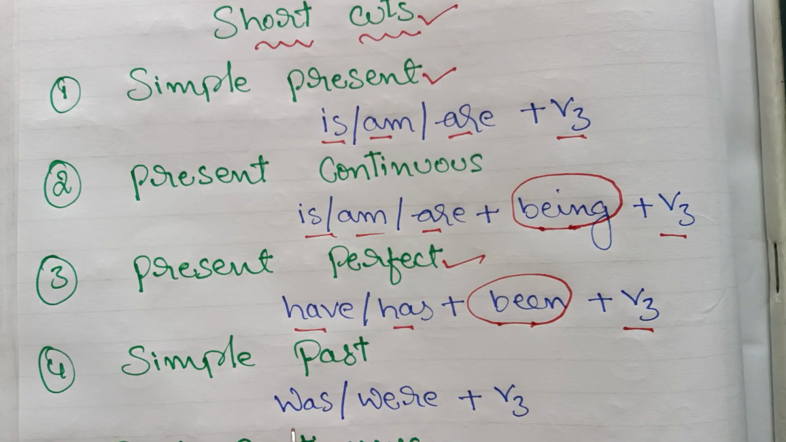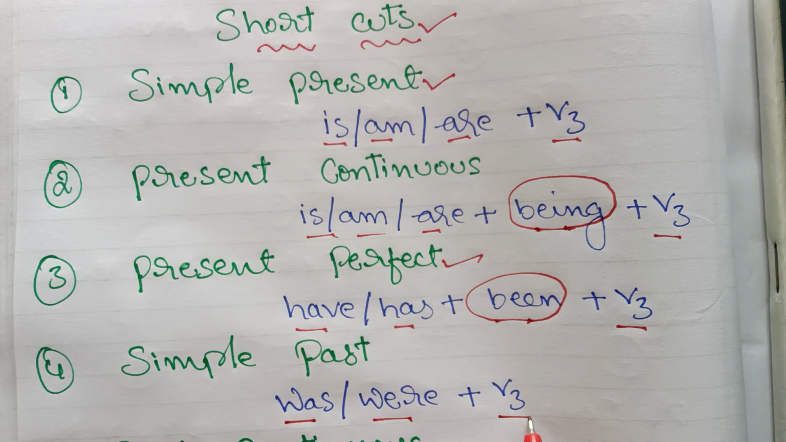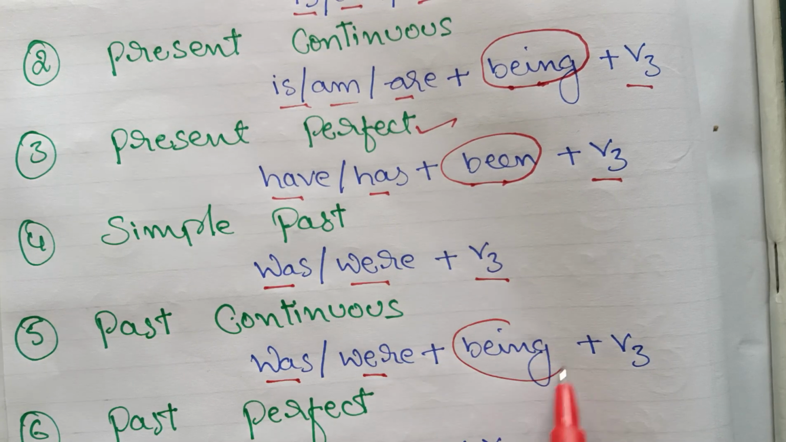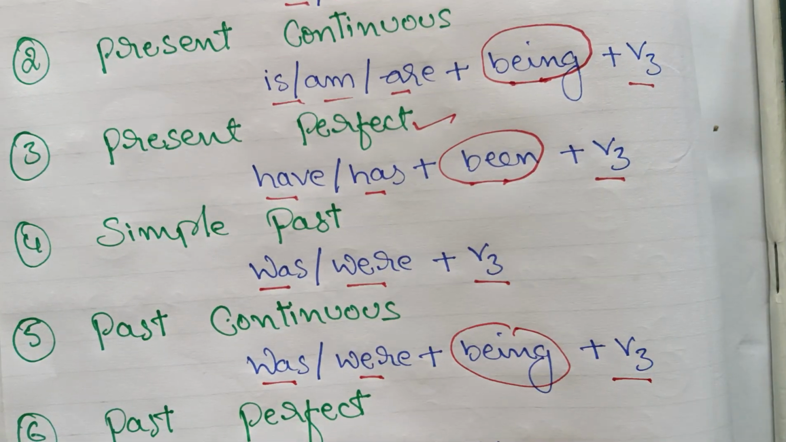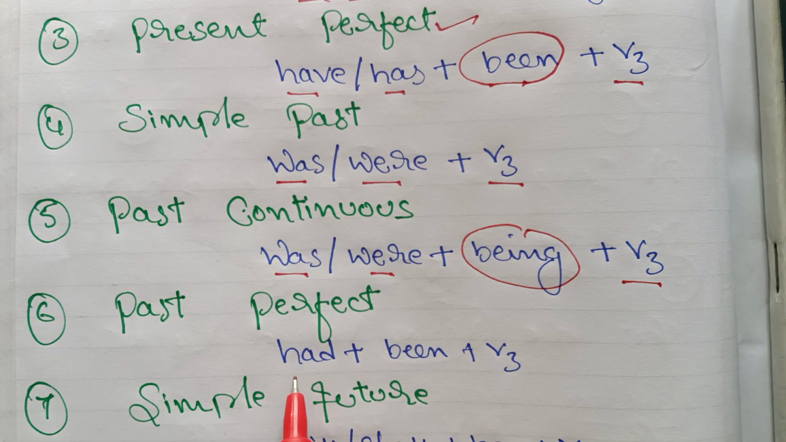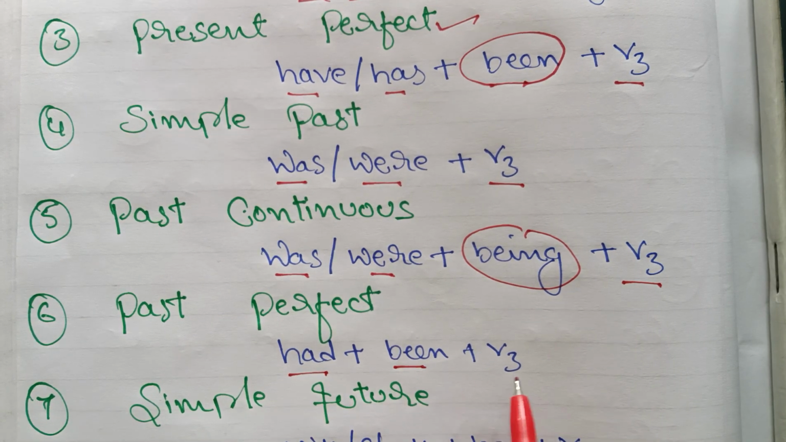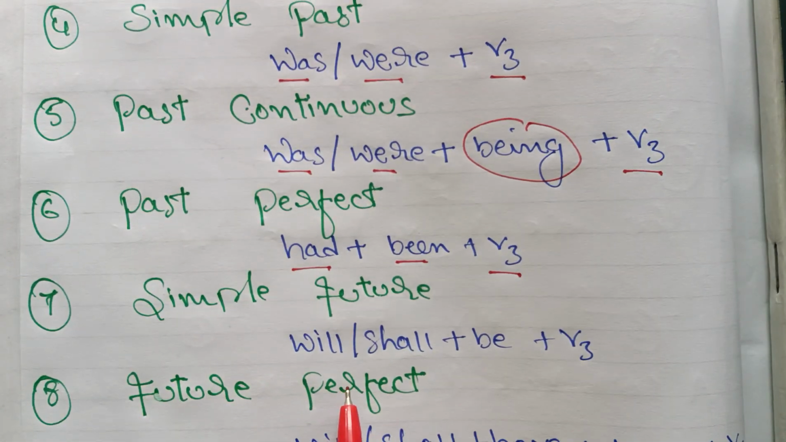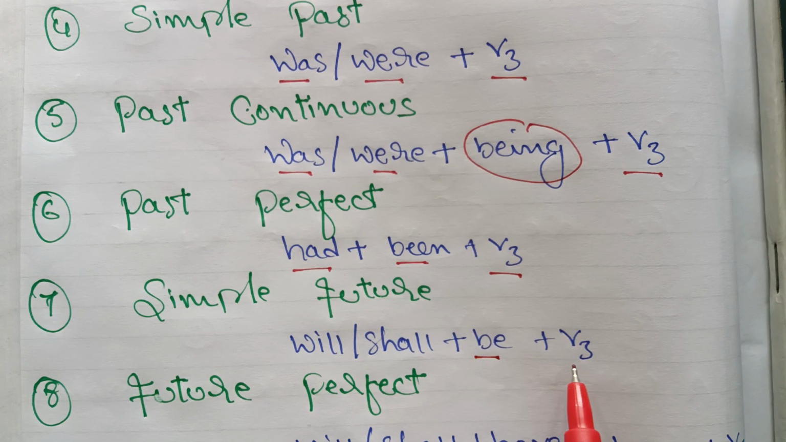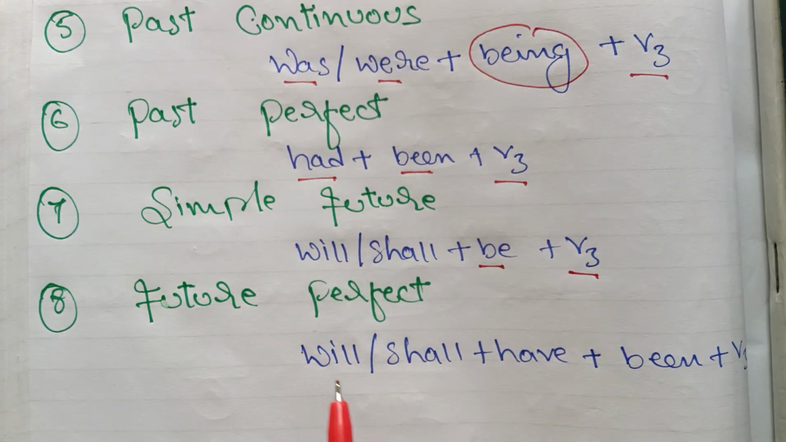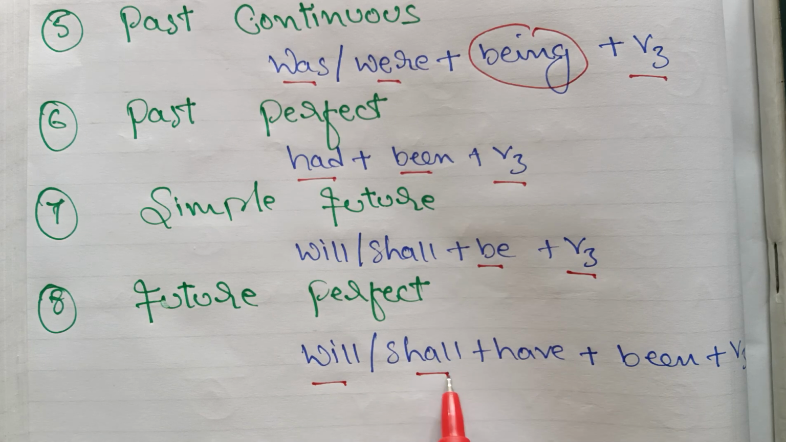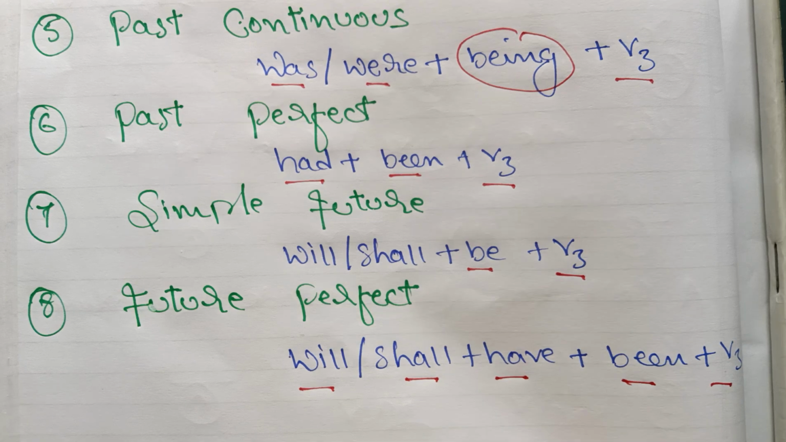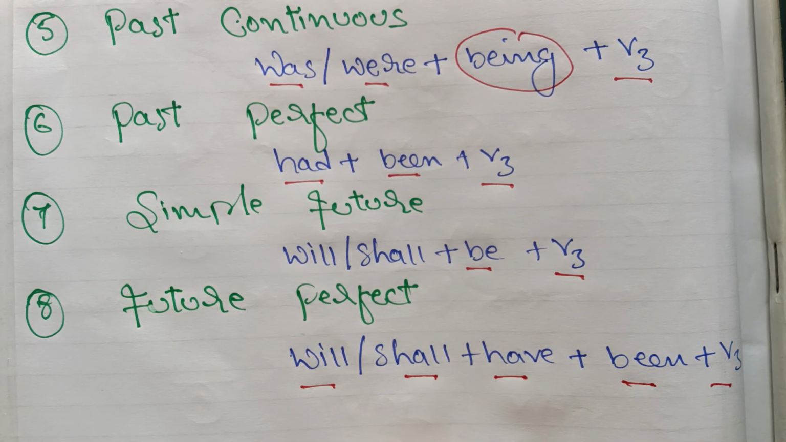And simple past uses was or were plus V3. Past continuous: was or were plus being, like present continuous, plus V3. And past perfect: had plus been plus V3, like present perfect. And simple future: will or shall plus be plus V3. And the last one, future perfect: will or shall plus have plus been plus V3. All this will be clear while we practice a number of questions.